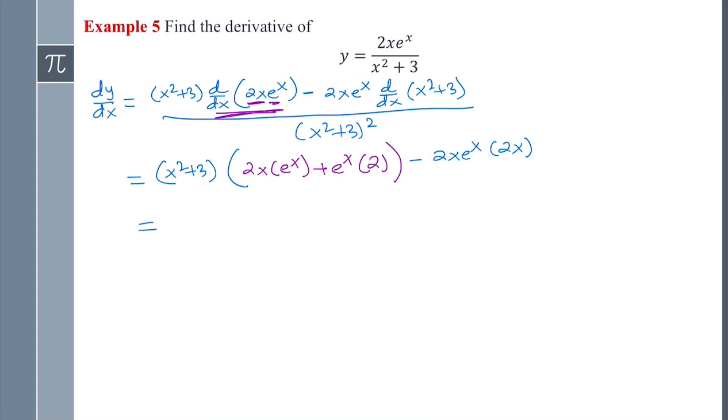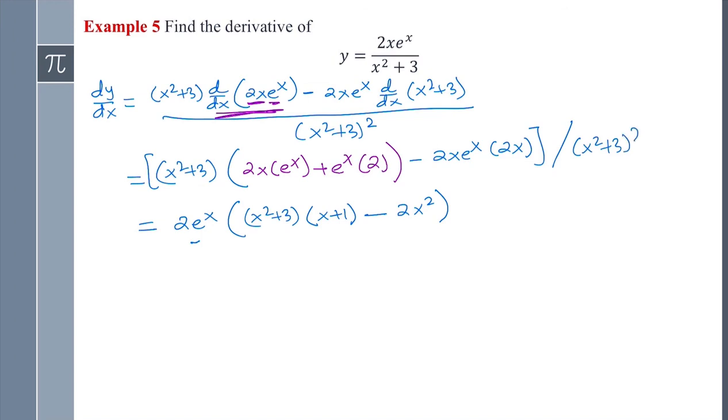Now from here, we can factor out 2e to the x from everything. So if we factor that out, we have x squared plus 3 times x plus 1 here, and then minus 2x squared. Sorry, we missed the denominator here. Everything divided by x squared plus 3 squared. So don't forget the denominator.